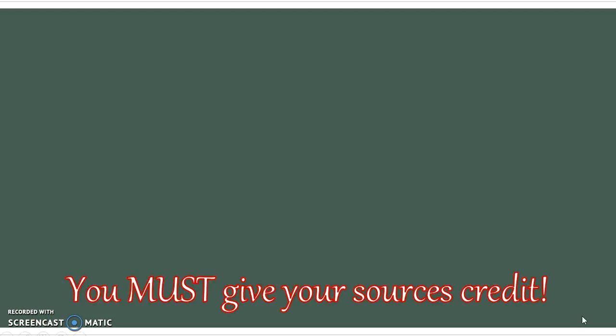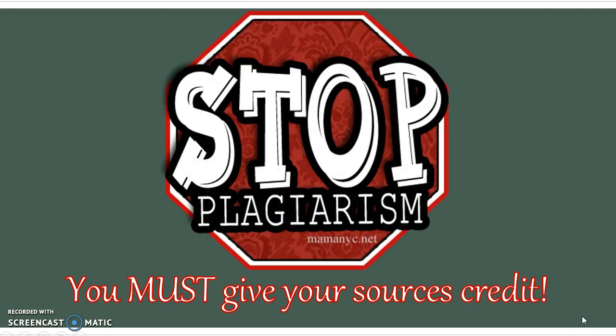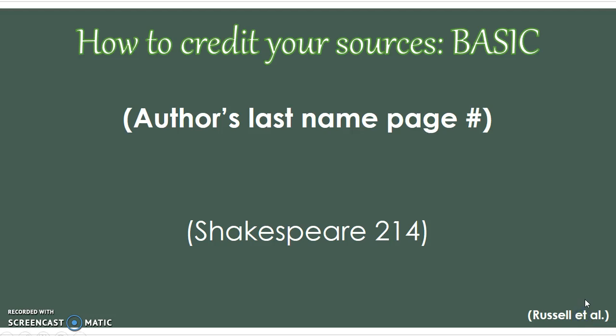You must give your sources credit. You want to avoid plagiarism at all costs. So to credit your sources, this is the basic format. You have the author's last name and the page number. Notice that there is no punctuation inside of a parenthetical citation. You don't put a comma between the author's last name and the page number. You don't put a period in there. There are no quotation marks in there. It's simply author's last name, page number, and the parentheses go outside of your citation.